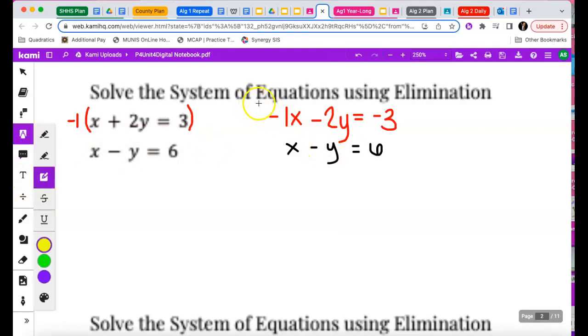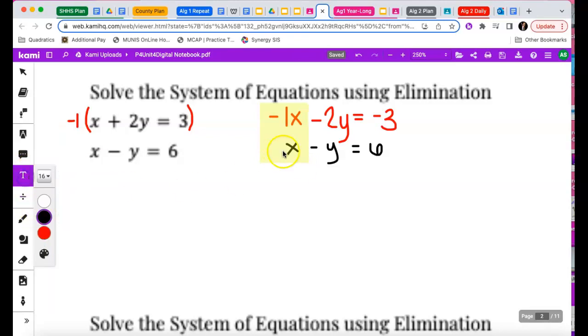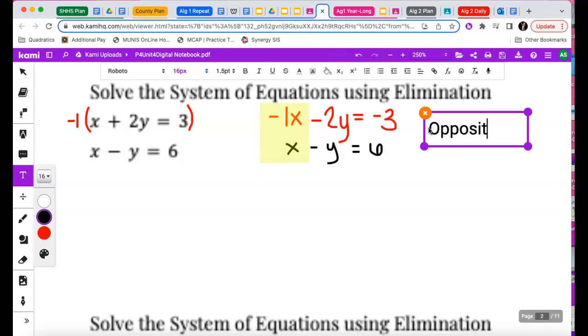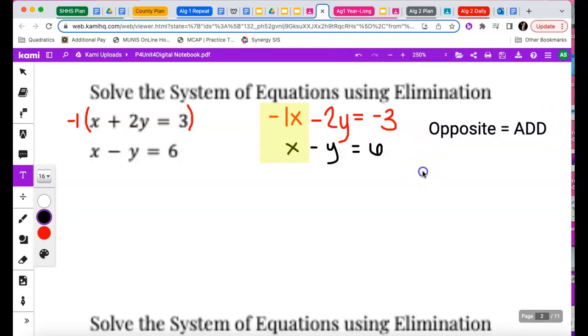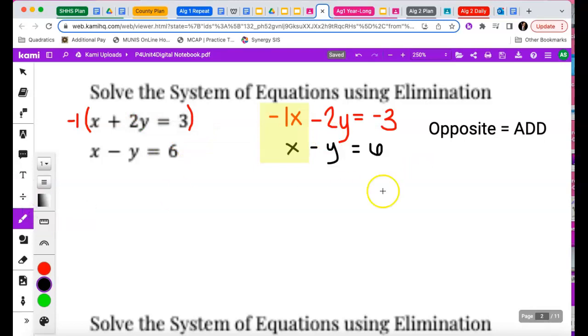So just like we did in the first example, now I have a -1x and a +1x. So anytime they are opposites, we're going to add the equations. So I'm going to go ahead and add my like terms. So -1x plus 1x, those are going to eliminate, those equal 0. -2 plus -1, be careful with your negatives, that's -3y. -3 plus 6, that's equal to positive 3. So I have negative 3y is equal to positive 3.